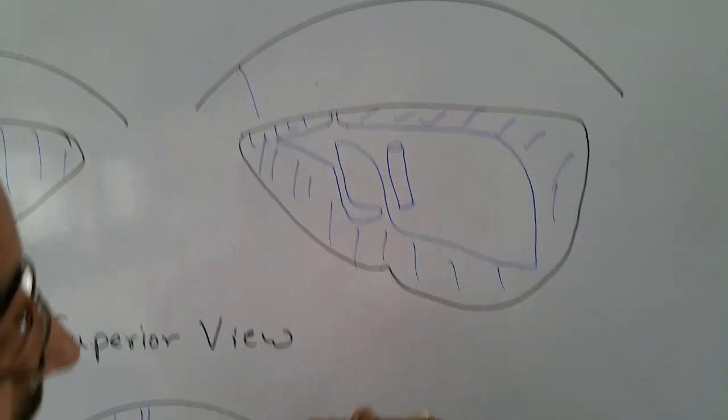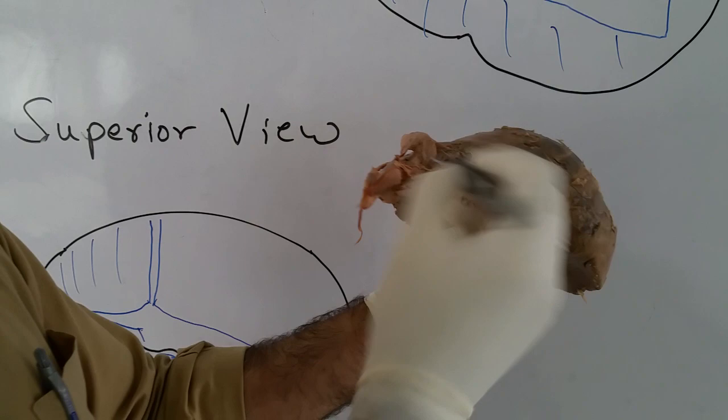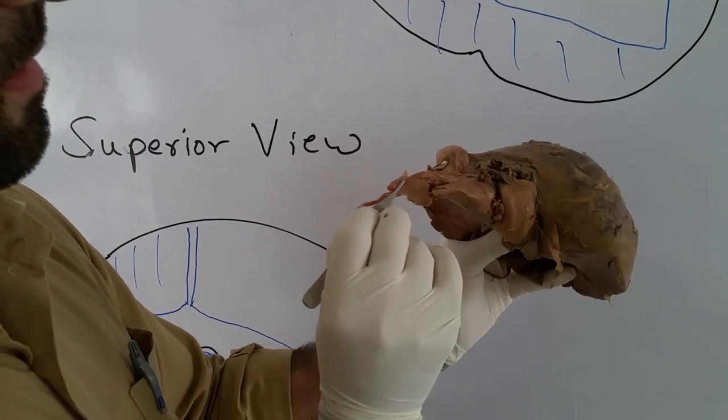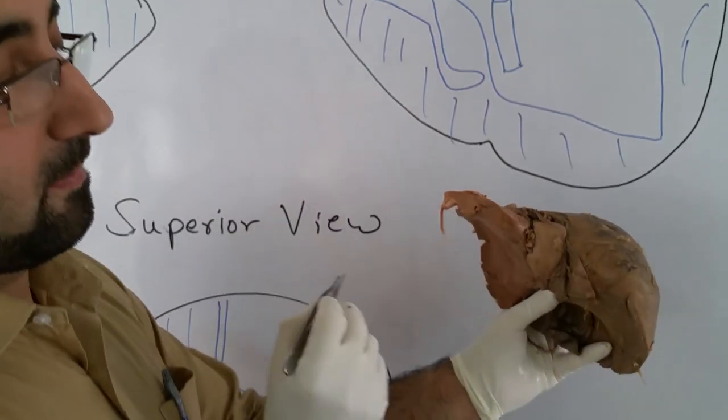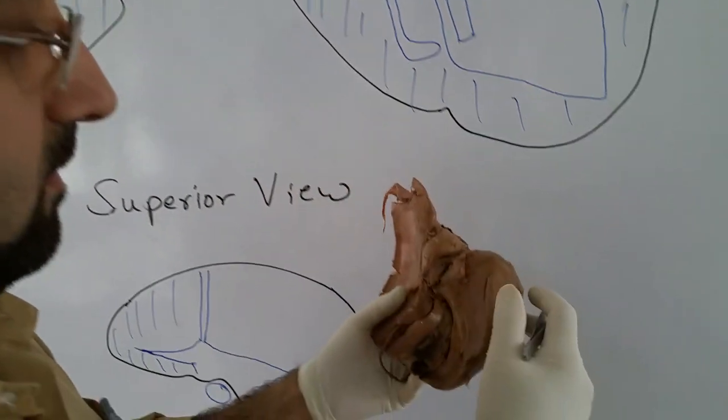Now if we come here, this is the falciform ligament, and here it is reflected like this. So this becomes the left triangular ligament, which you can see here. So these are the reflections of peritoneum on the surface of liver.